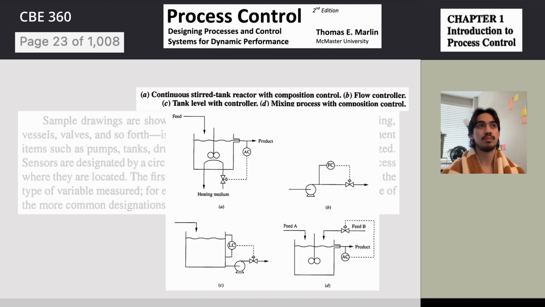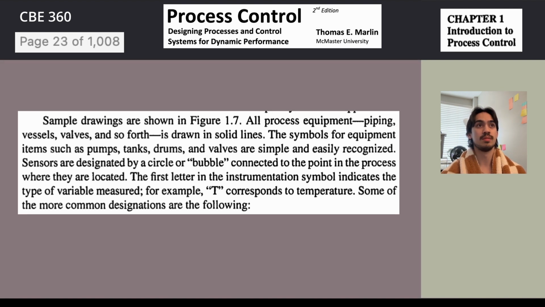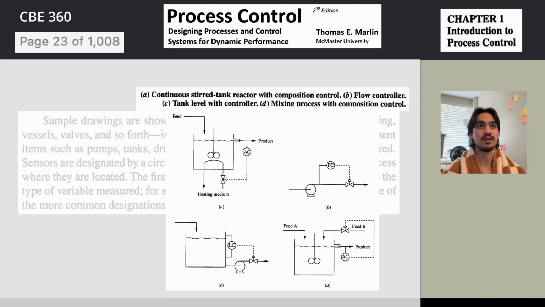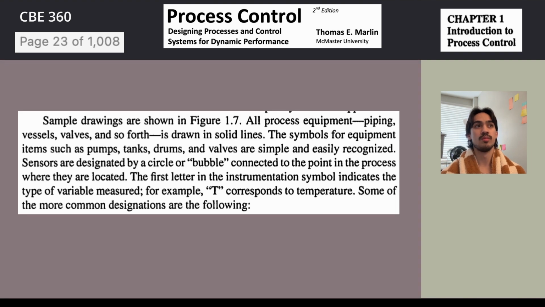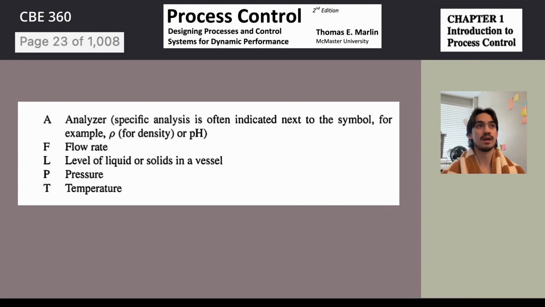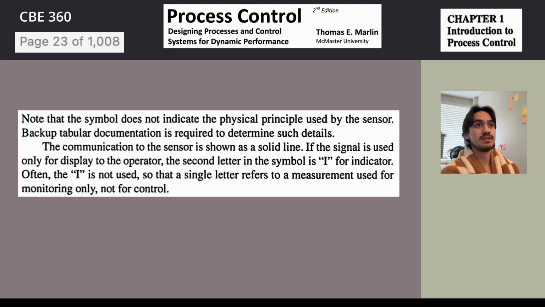All process equipment, piping, vessels, valves, and so forth is drawn in solid lines. The symbols for equipment items such as pumps, tanks, drums, and valves are simple and easily recognized. Sensors are designated by a circle or bubble connected to the point in the process where they are located. The first letter in the instrumentation symbol indicates the type of variable measured. For example, T corresponds to temperature. Some of the most common designations are the following: A for analyzer, F for flow rate, L for level of liquid, P for pressure, T for temperature. Note that the symbol does not indicate the physical principle used by the sensor. Backup tabular documentation is required to determine such details.